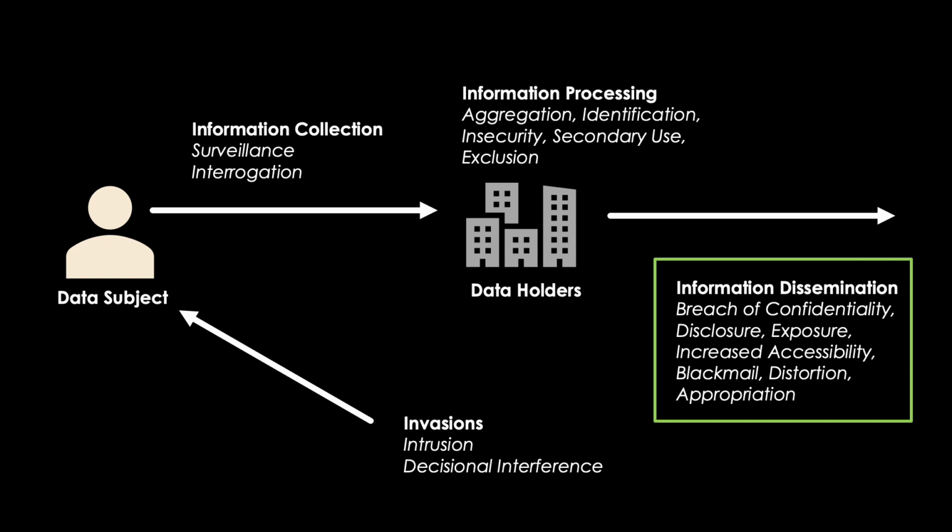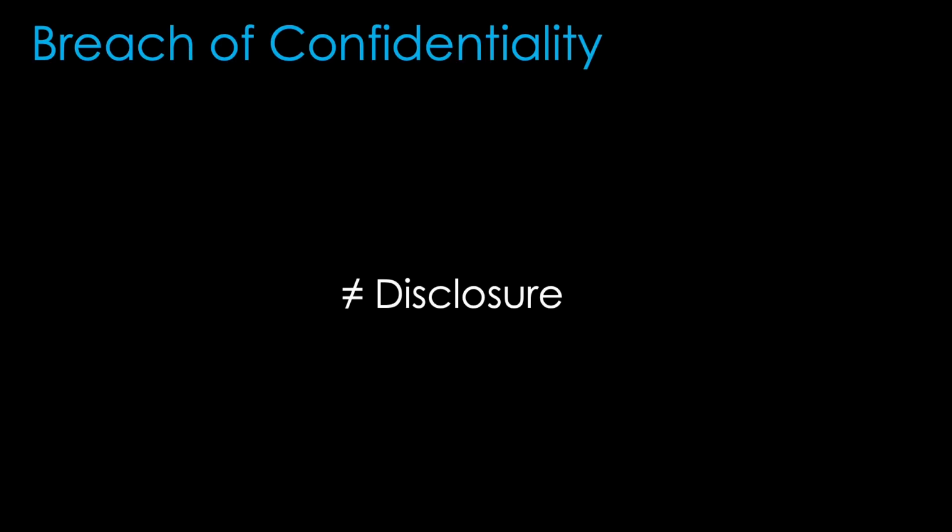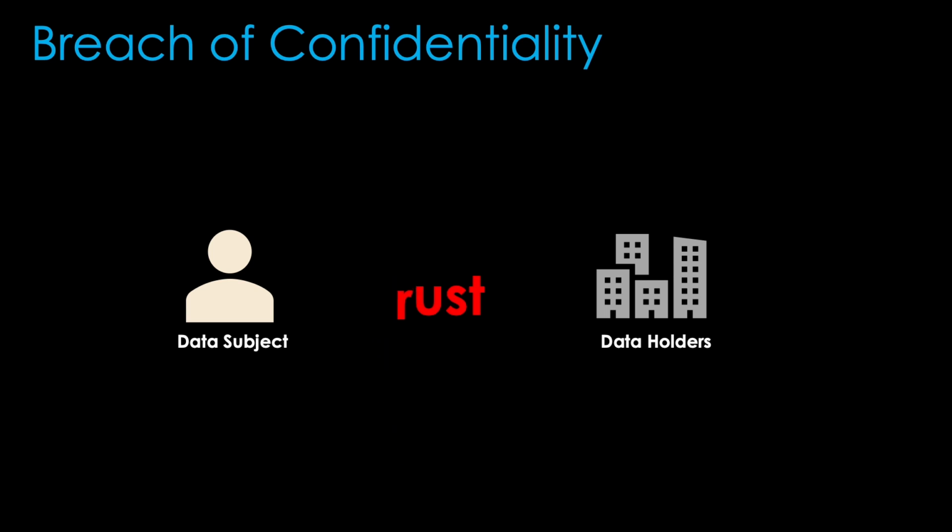The first form of information dissemination is breach of confidentiality. Solove argues that breach of confidentiality is separate from the next group, disclosure, because it also involves the violation of trust in a relationship between the data subject and the data controller. Therefore, the harm is not only that information is leaked, but also that the data subject has been betrayed. Consequently, actions to combat breach of confidentiality seek to enhance trust between the actors. One thing I always advocate for is that data holders are transparent regarding their data processing practices. But broken trust takes a long time to recover.